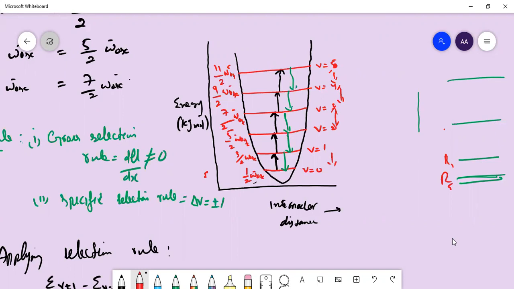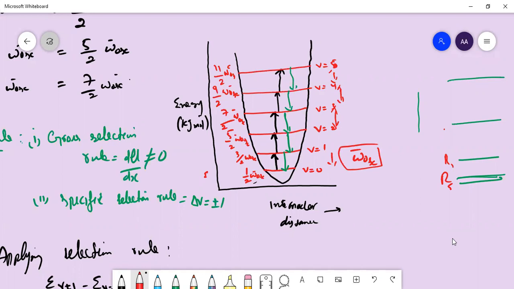The gap between the energy levels was slowly increasing as we increased the value of the rotational quantum number J. However, here the spacing between any energy levels remains constant, and the spacing between two energy levels is equal to the oscillating frequency, that is omega oscillation bar.